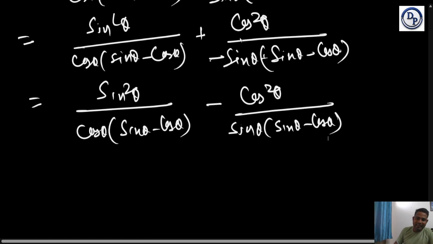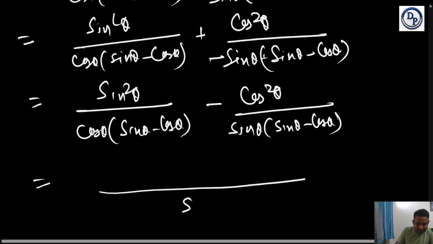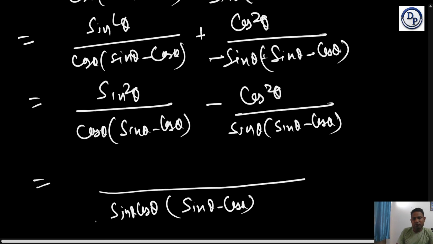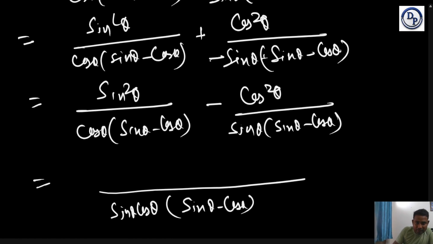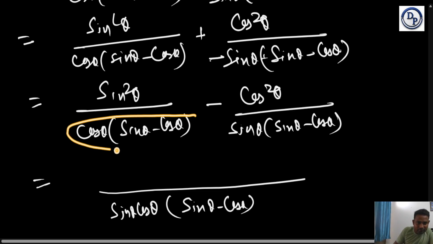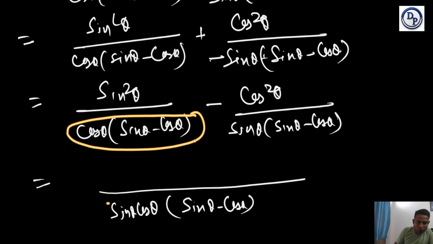Now you can see we can take LCM very easily. How can we take it? We can write sin theta and cos theta once because they are common, and we'll write sin theta into cos theta here. So this becomes the LCM of the denominators. Now here you can see the presence of cos theta into sin theta minus cos theta. When it divides this, we are left with only sin theta.